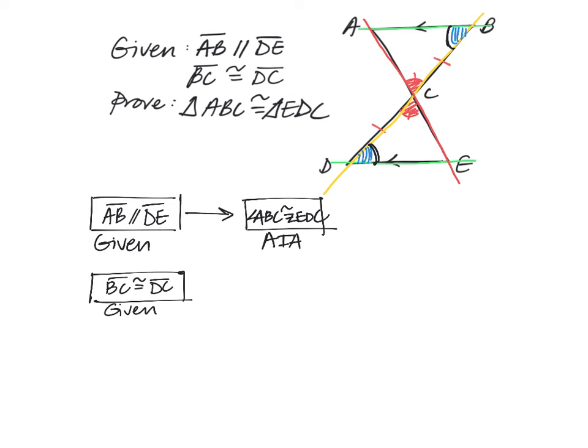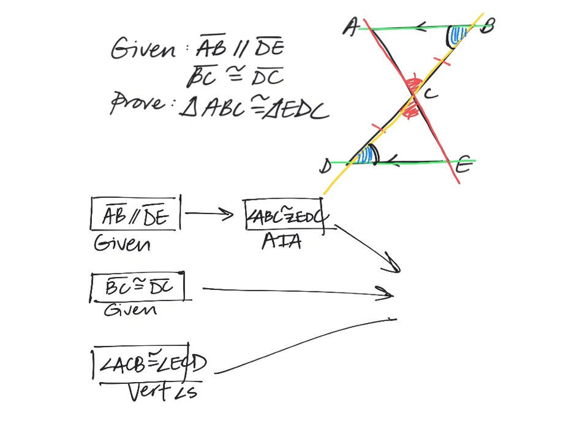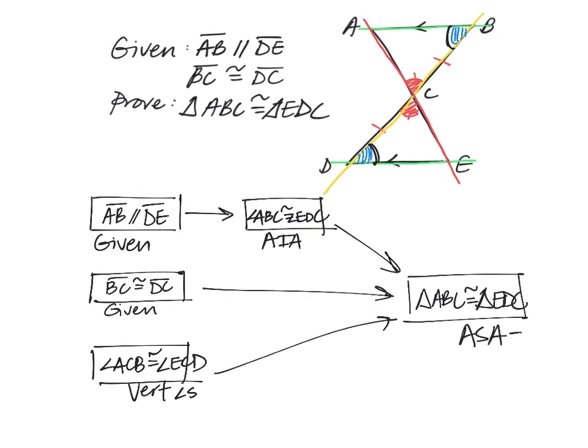Another piece of information that I found out were the vertical angles that I have. So I have angle ACB that is congruent to angle ECD by vertical angles. Now, these three things can be utilized to prove my triangles congruent. So I can say triangle ABC is congruent to triangle EDC, and that is by angle side angle congruence.